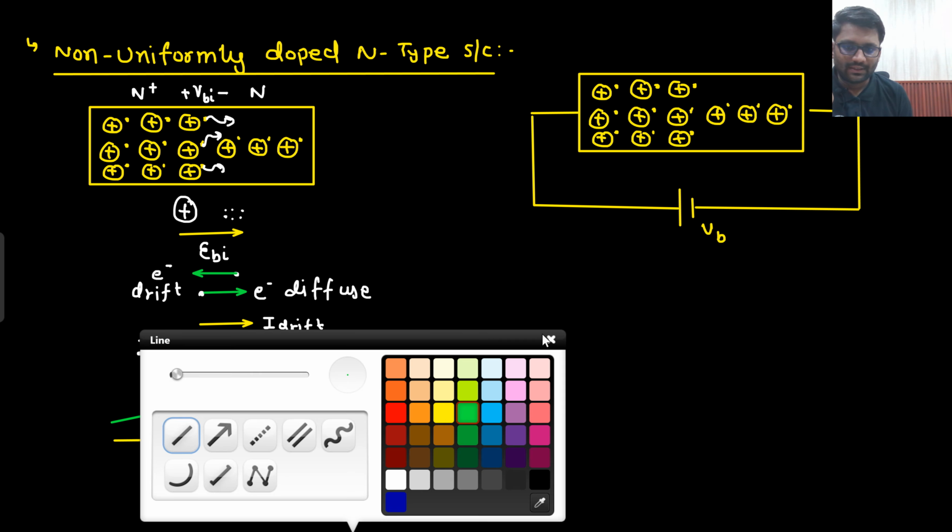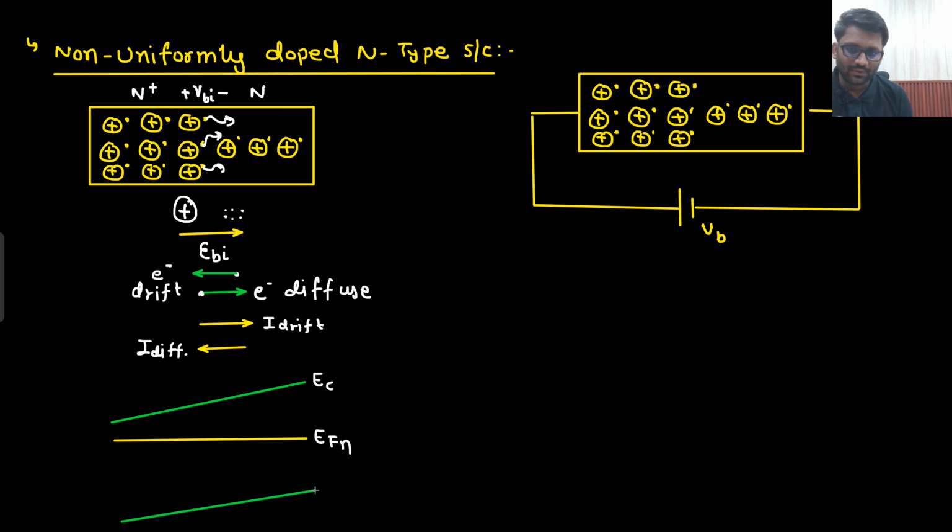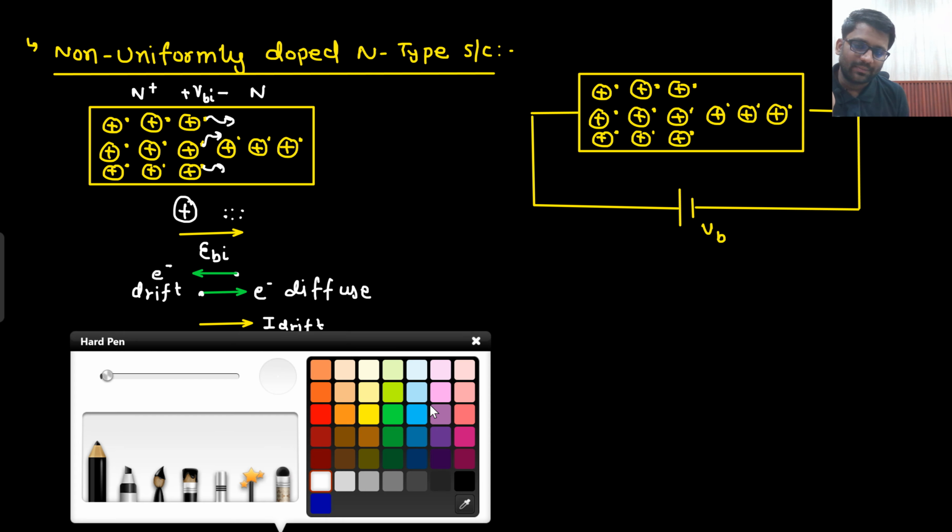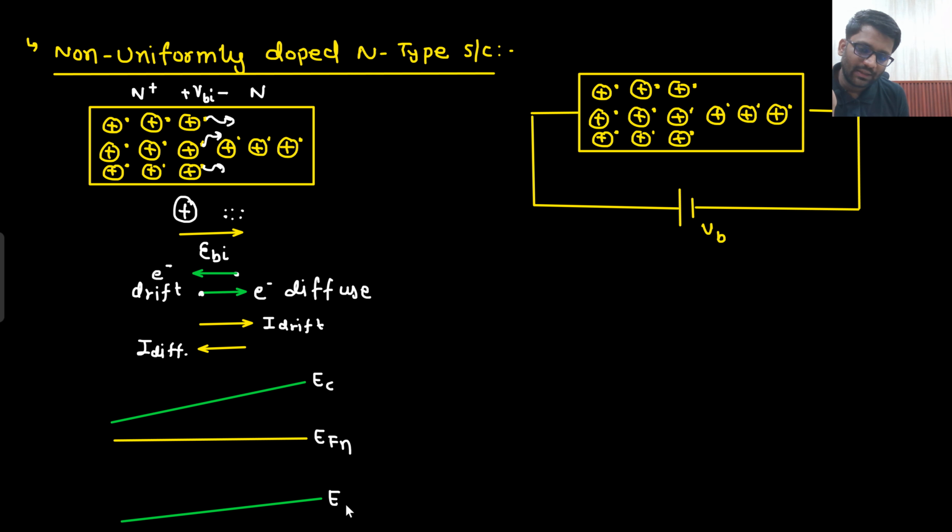And what about EV? EV would look similar to EC only. EV would always look similar to EC only, and same goes for EFI as well, but I don't need to make EFI, okay? I am not making EFI here. But there is something wrong in this diagram. What is wrong, that we will see later on, okay? There is something wrong in this diagram. Can anyone think of it? What is wrong?